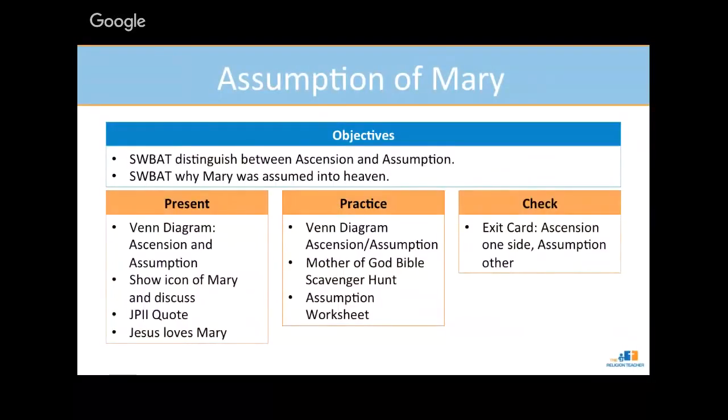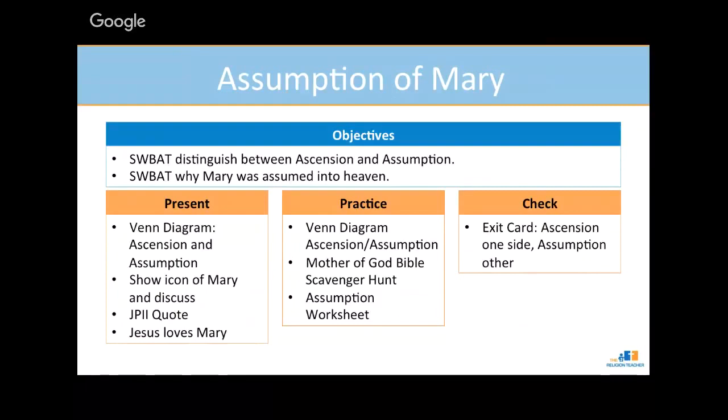Maybe we'll do one more real quickly about the Assumption of Mary. The objectives might be students will be able to distinguish between the Ascension and the Assumption. Another goal might be to explain why Mary is assumed into heaven. Give them a graphic organizer, a Venn diagram with the Ascension and the Assumption. You can fill it out with them as you're lecturing.